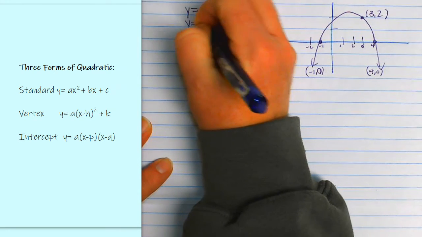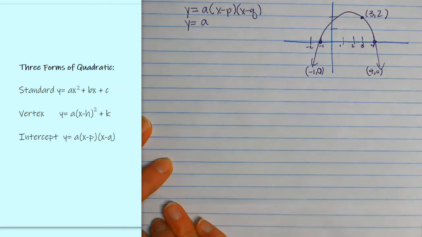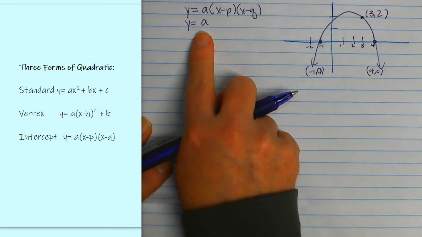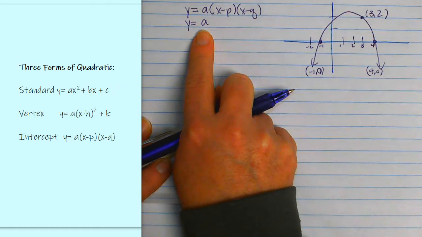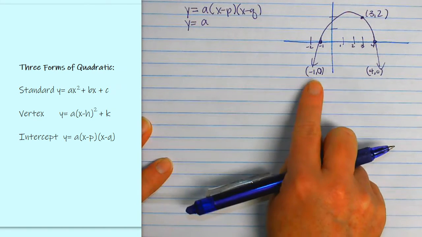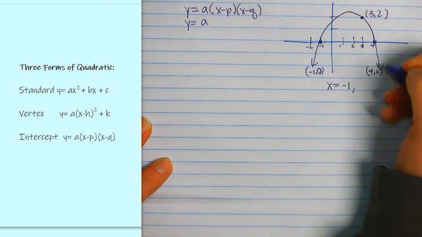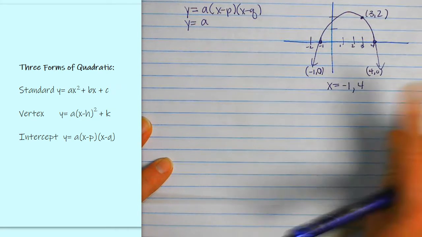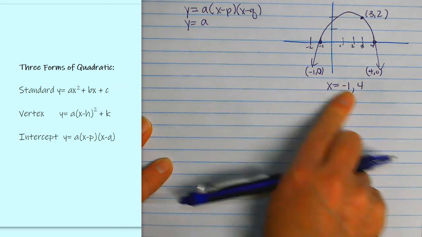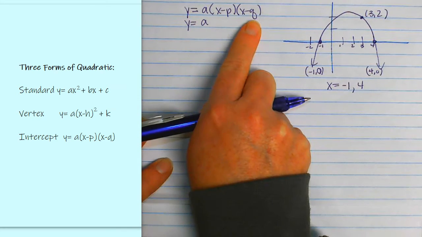So y equals a, I still don't know that. That's going to be the stretch factor I'll figure out in a minute. I do know that a will be negative, but that's all I know right now. And then I have two intercepts. One of them is negative 1. So this means x equals negative 1 and positive 4. You get these values with opposite math. That's why it says x minus p and x minus q.